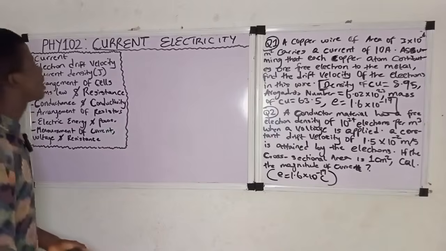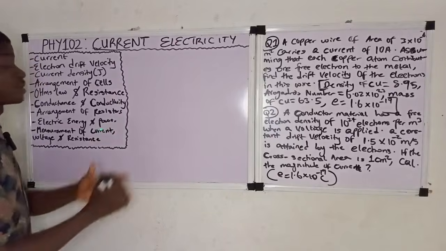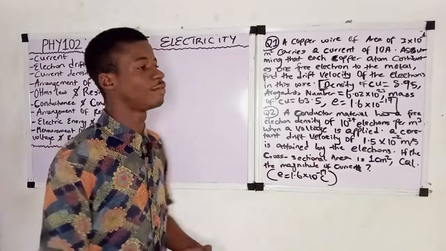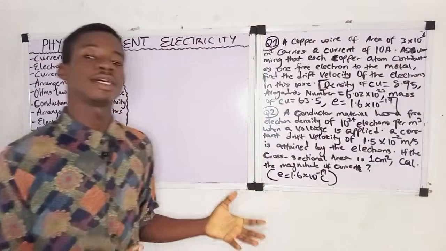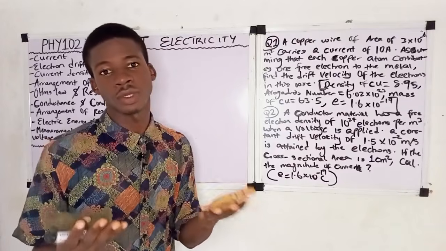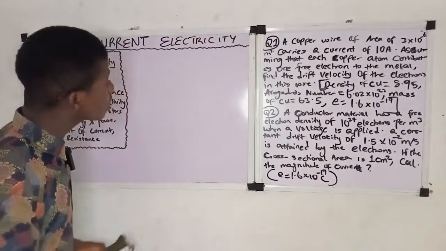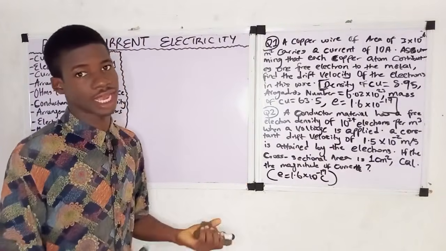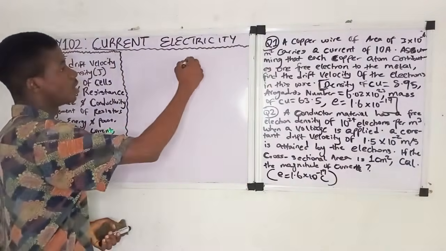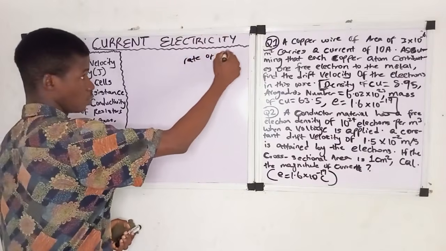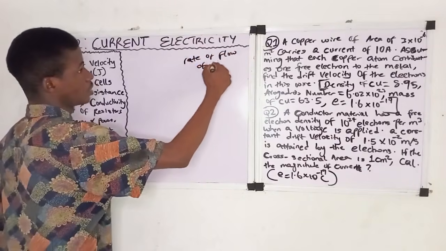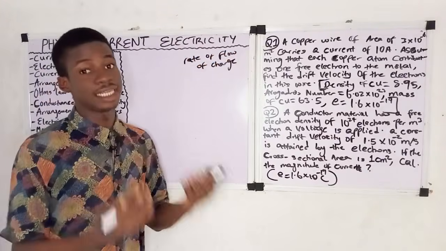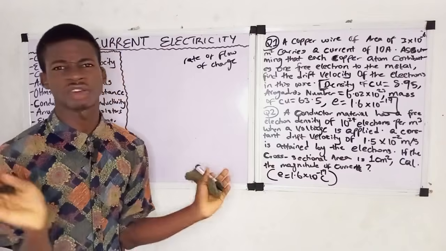Now let's start with current as a whole. What is current? I know that you guys have heard of the word current before. Okay, so now in physics, what is current? Current is the rate of flow of charge. So that is current for you. Or you can say the time rate of flow of charge.